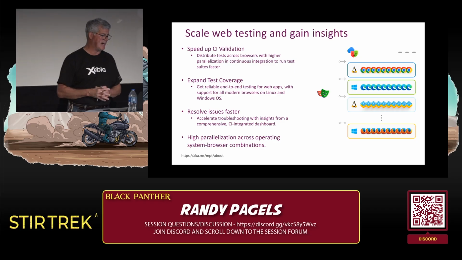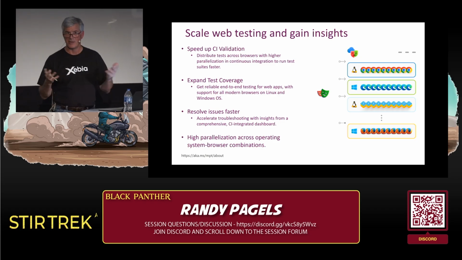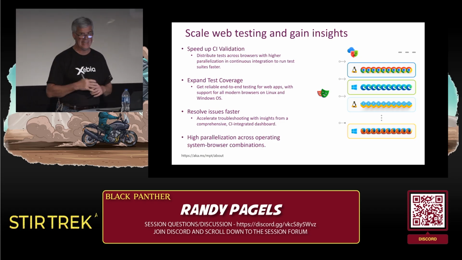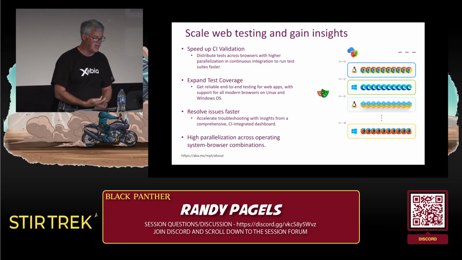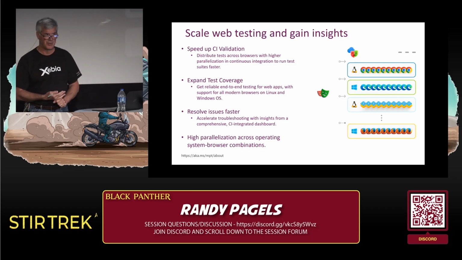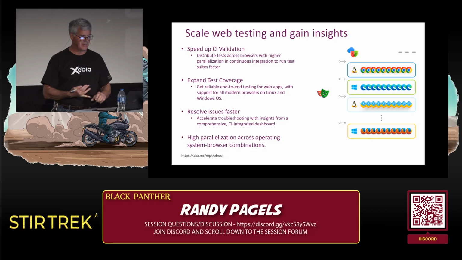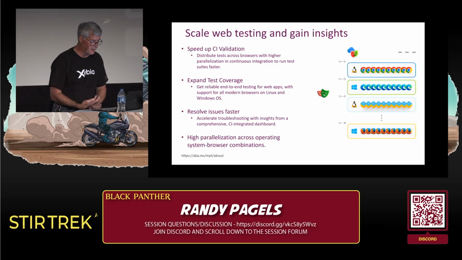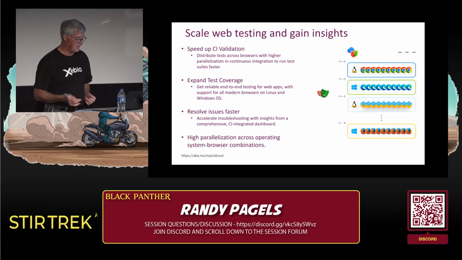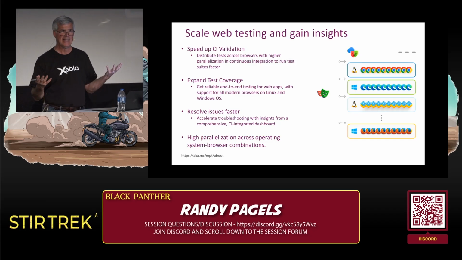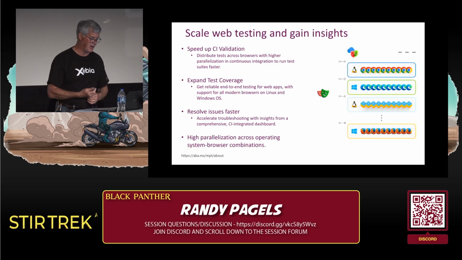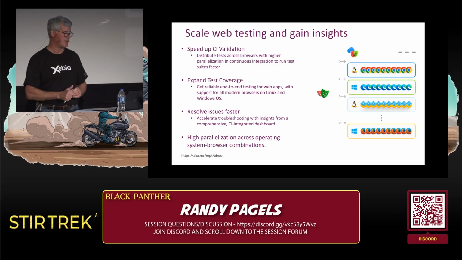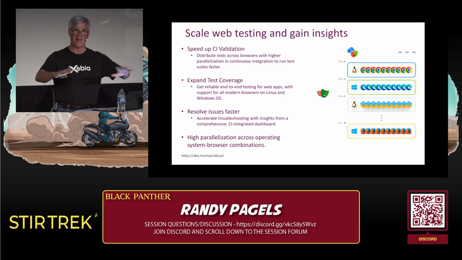What is it? In a nutshell, it's the ability to scale your web testing to speed up CI validation. This service can distribute tests across multiple browsers at the same time. It can distribute tests across multiple OSs at the same time. It will run all the different tests that you have set up and allows you to capture everything we talked about so far all at once, which is pretty awesome. It offers very high parallelization across tests when you're trying to scale out, and that's the idea with the service.